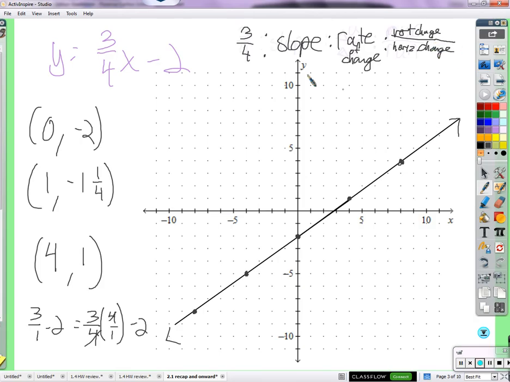All these things are synonymous. We've got this slope. We've got the rate of change. We've got the vertical change versus the horizontal change. The vertical variable we usually call y, so we could call it the change in y over the change in x. And the Greek letter we use for change is delta, looks like a little triangle.